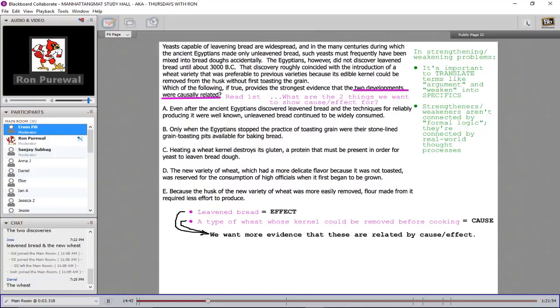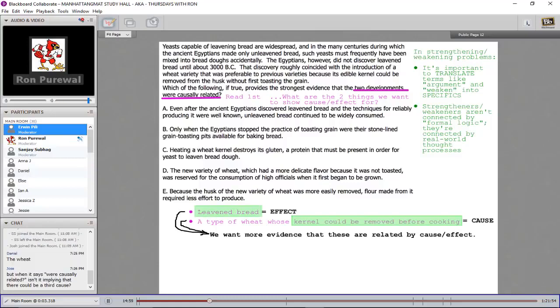Specifically, we need to show that, because the only thing that's really special about this wheat is the fact that you can take the kernel off of it before you cook. And the word causally related means that one of the two is a cause and the other one is the effect. The question in the chat box: if you have any two things that happen together, then it's going to be one or the other. They're either going to be each other's cause and effect, or there's going to be a third cause. So if you think about the question you're asking, that would be literally everything in the world. So causally related is one of them is the cause and the other one is the effect.